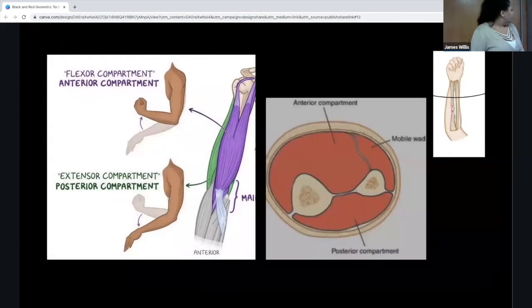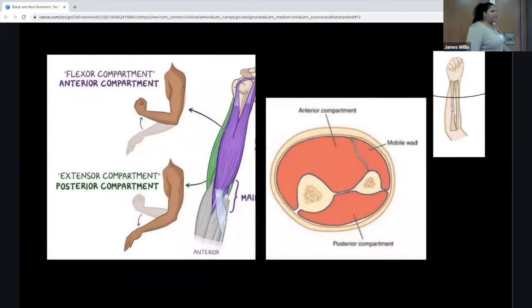Okay, and in the forearm, you have 2 compartments, your volar or anterior and your dorsal or posterior. Your volar compartment has all of your forearm and hand flexors, your median nerve, your ulnar artery, your radial artery, and your common interosseous artery. And your dorsal compartment has your digital and wrist extensors, and your posterior interosseous artery and nerve. There's no real major arteries or nerves that go through your mobile wad. It's just your brachioradialis muscles and a couple of other muscles.